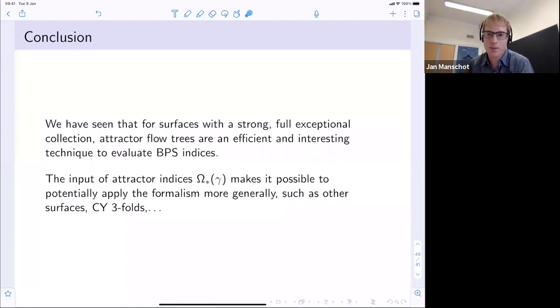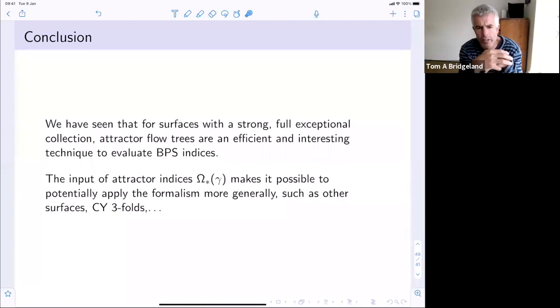And this is a bit wild speculation, but in that sense, I think you could apply these formulas for bound states. Thanks.